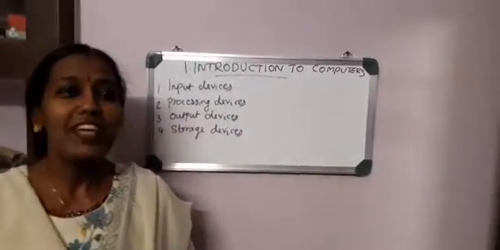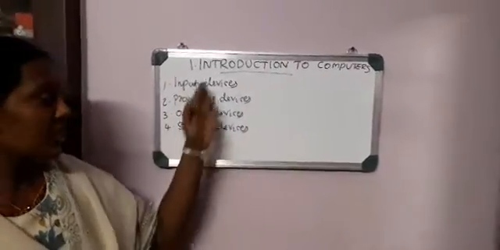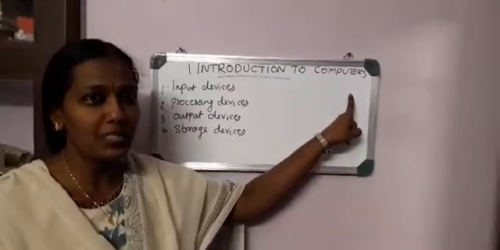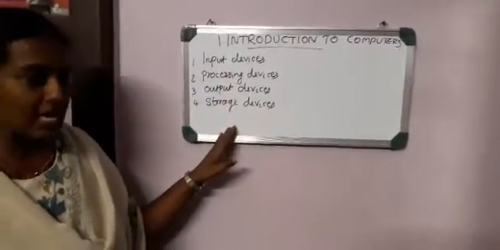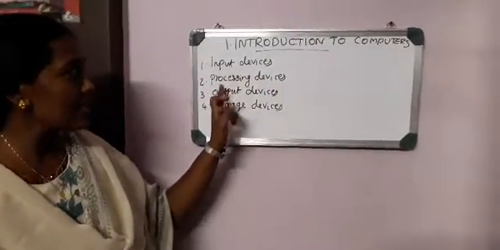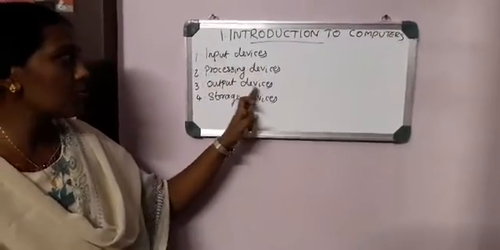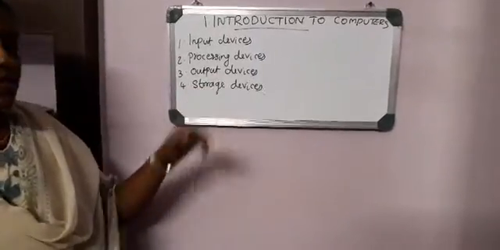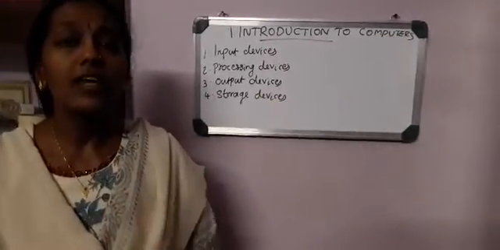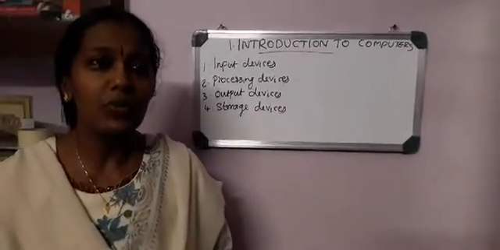Children, today we are going to study the first chapter, Introduction to Computers. In this chapter we are going to discuss four topics: input devices, processing devices, output devices and storage devices. Children, before going to these topics, we can start the lesson with the definition of computers.